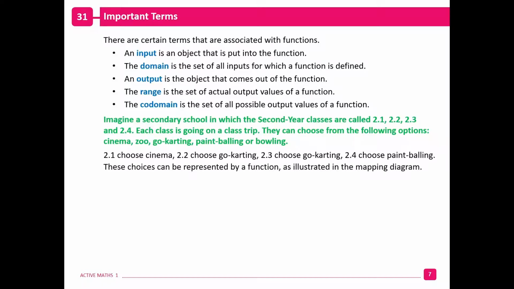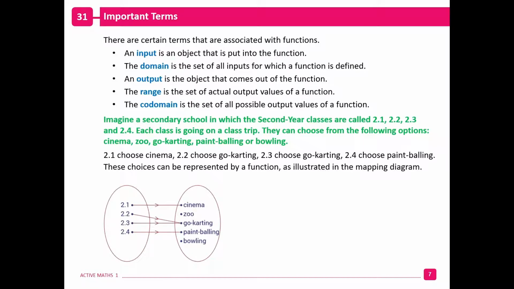These choices can be represented by a function, and we can do that through the use of a mapping diagram. Let's have a look. So we know that our initial inputs are our classes 2-1, 2-2, 2-3, and 2-4.